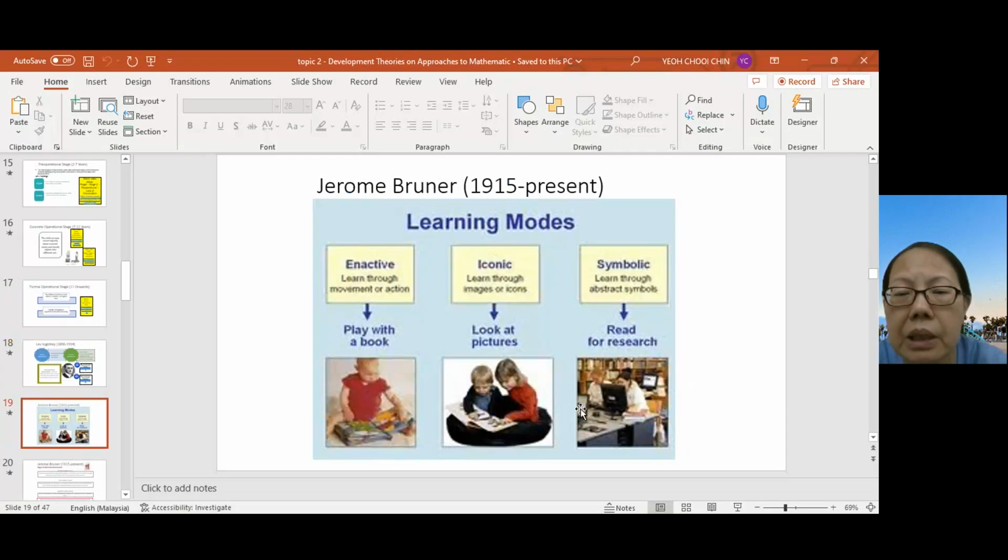Jerome Bruner, learning modes. Enactive is learning through experience, through movement or action. And active, play with a book.